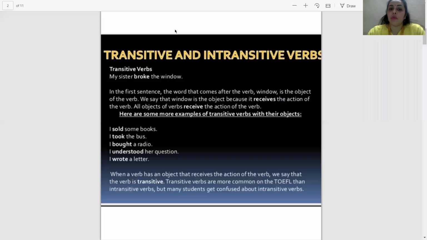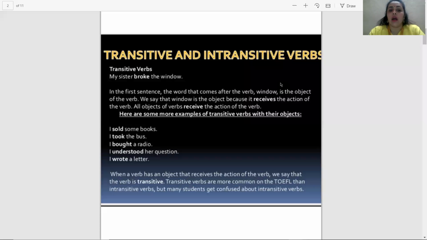In the first sentence, listen to me very carefully, the word that comes after the verb, window, is an object of the verb, because it shows some action being received by that window. We say that the window is the object because it receives the action of the verb, and that action is done by whom? By my sister. So naturally it has a doer, it has a verb, and then something has resulted out of that action. My sister has broken, broken what? The window. You can see that broken window. So the window is an object because it receives the action of the verb.